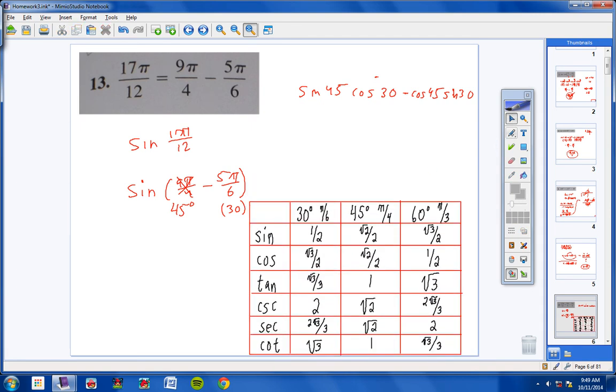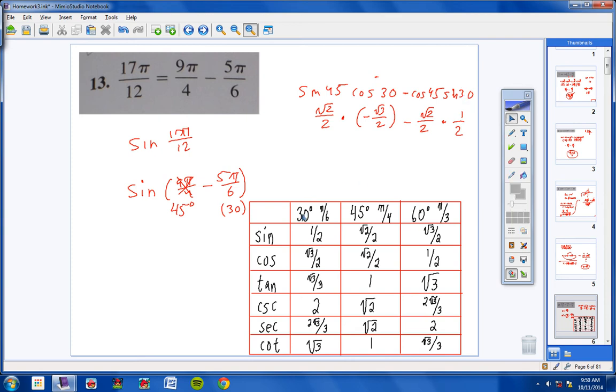And here we go, okay? The sine of 45 is square root of 2 over 2 times cosine of 30 is square root of 3 over 2. So you got to make it negative, so negative square root of 3 over 2 minus cosine of 45 is square root of 2 over 2 times sine of 30 is 1/2, okay? And by the way, we did not make sine negative because in the second quadrant sine is positive. Okay, so we're good there.